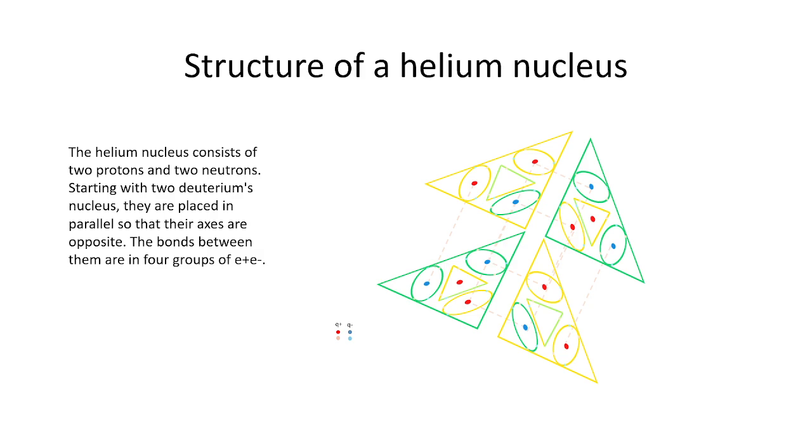Structure of a helium nucleus. The helium nucleus consists of two protons and two neutrons. Starting with two deuterium nuclei, they are placed in parallel so that their axes are opposite. The bonds between them are in four groups of E+ E-. This structure is stable.